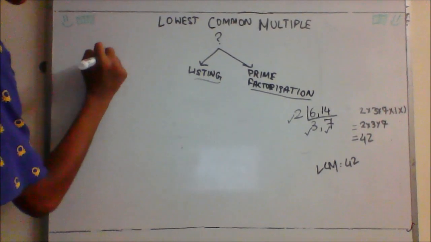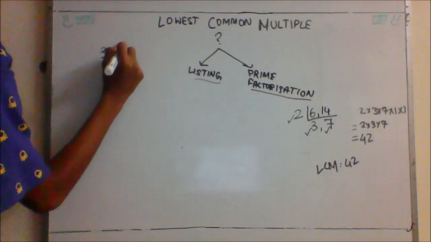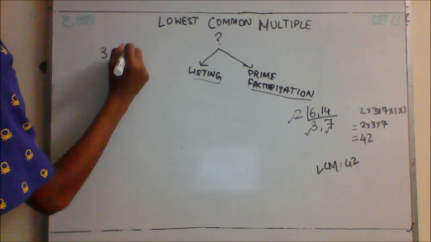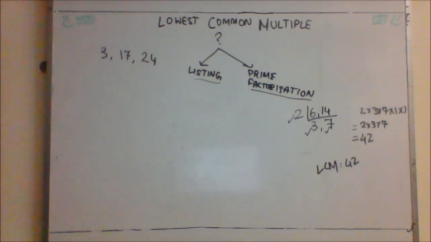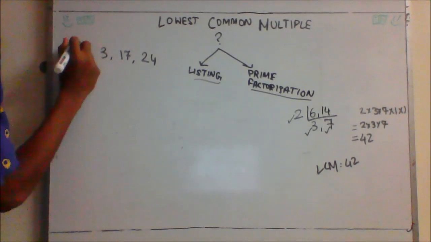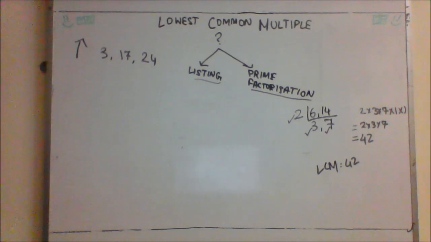Let's take 3, 17 and 24. Because 24 is such a large number, we'll have to write lots of multiples. So listing is out of the view. We can't use it because 3 into 10 is equal to 30. We have to write 10 multiples. So that's a very long process.